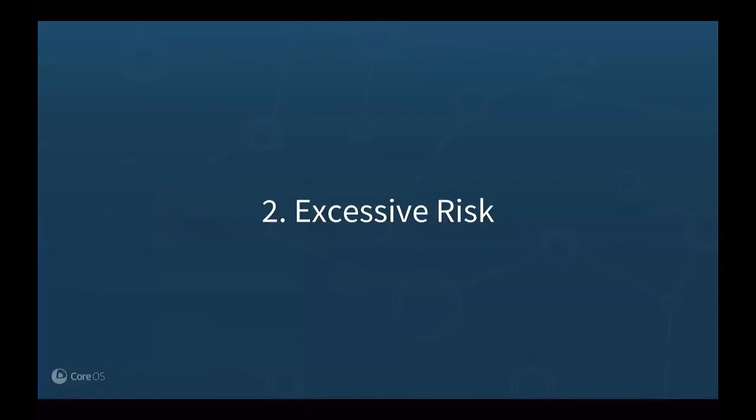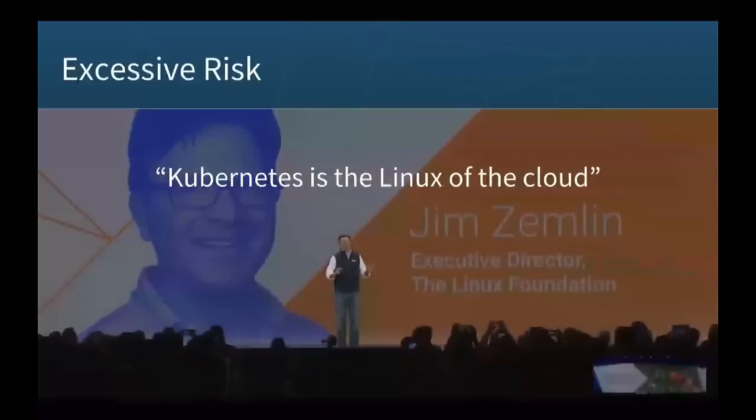The next big pitfall we'll cover is excessive risk. So we kind of touched on this talking about updates before. There's also risk in terms of the complexity of the system. So, recently at some events, I think Google Cloud Summit and Open Source Summit, Jim Zemlin, the executive director of the Linux Foundation, called Kubernetes the Linux of the cloud. And I think that's a pretty apt analogy.